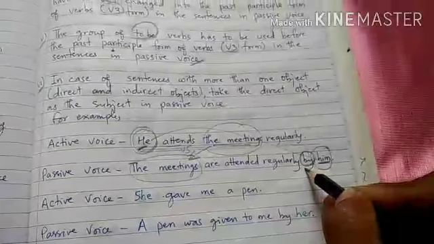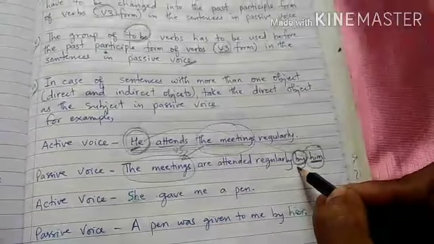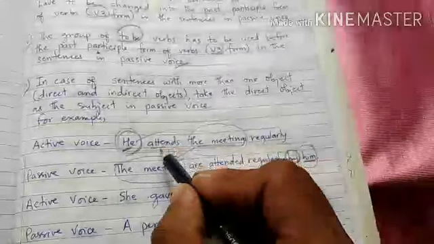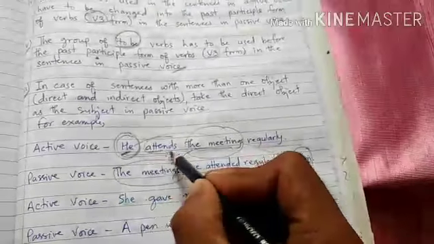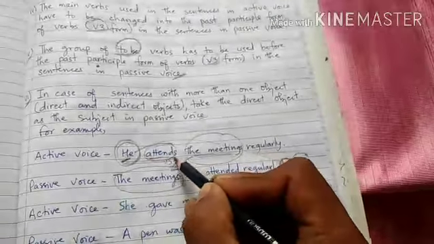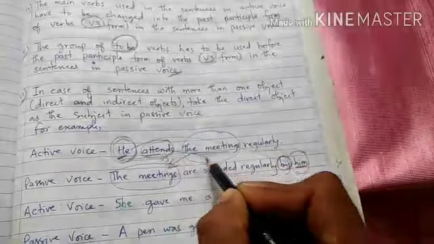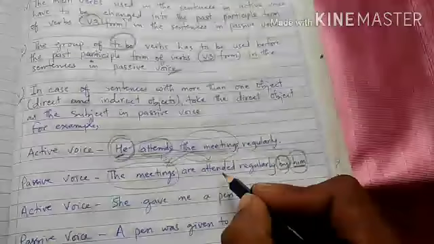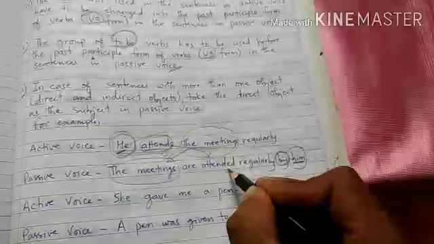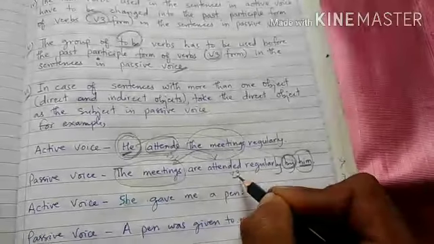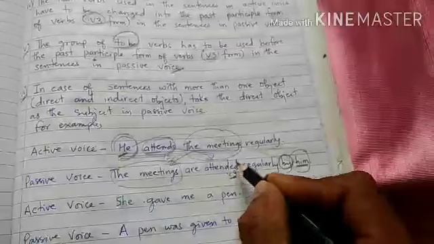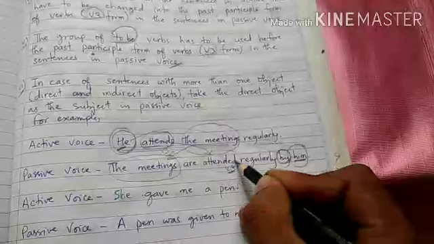Okay, and after that we have to change the main verbs into B3 form of the verb. Now main verbs are changed into B3 form of the verb. Attended is B3 and B2 both, but here it is used as B3. Okay, so main verbs are changed into B3.